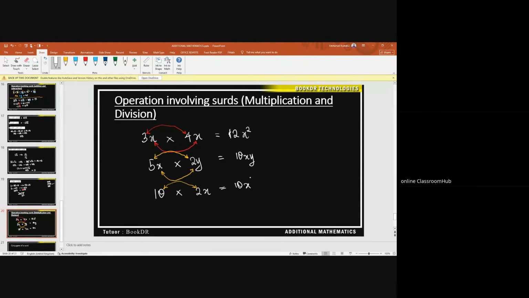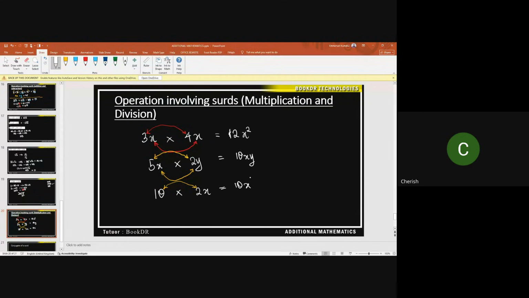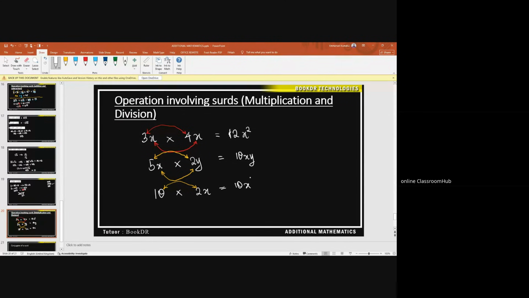There are some few hands up. Let me open the microphone and listen to them before I continue. Cherish. Sir, please, there is a mistake. 10 times 2 is supposed to be 20, not 10. Yes, sir. Please, the last one, 10 times 2 is supposed to be 20, not 10. 20. Okay, yeah, 20. Okay, thank you very much.